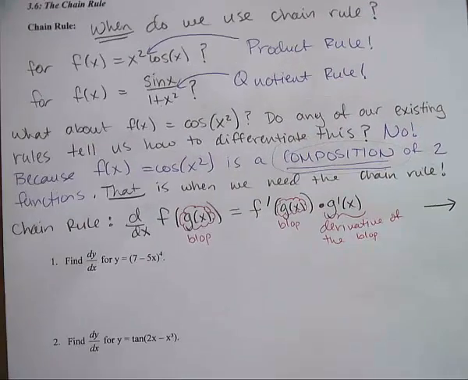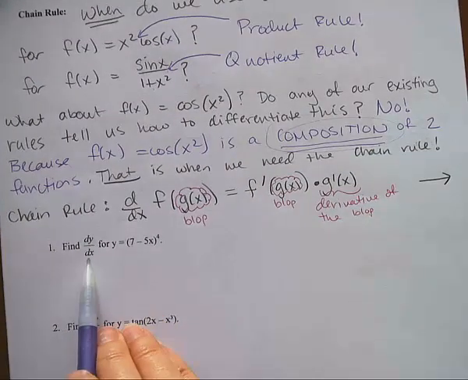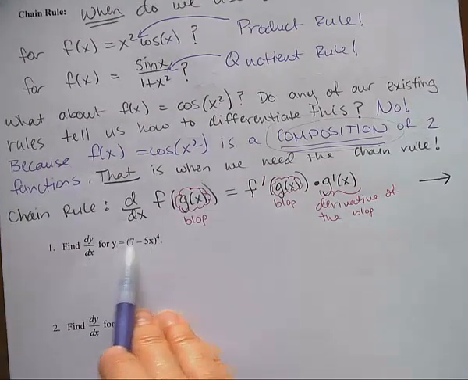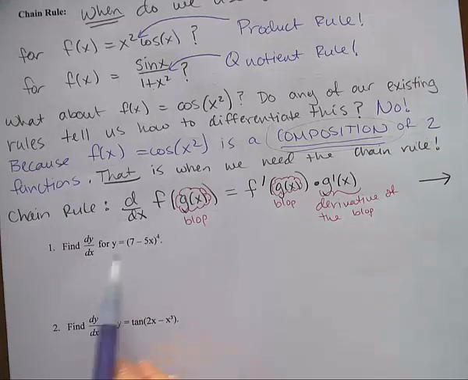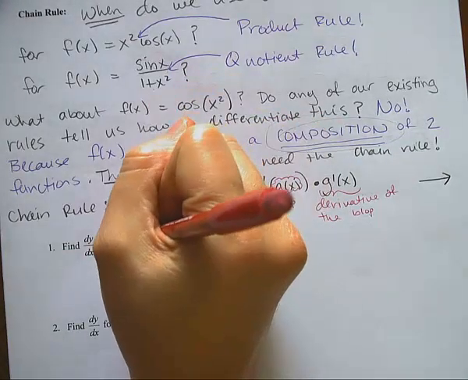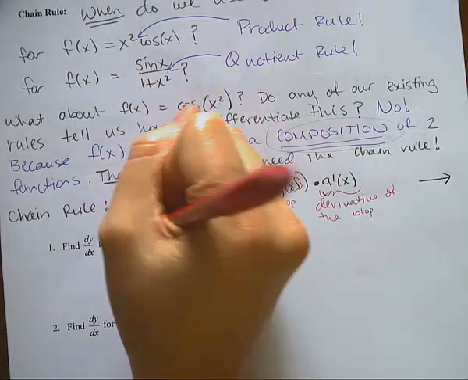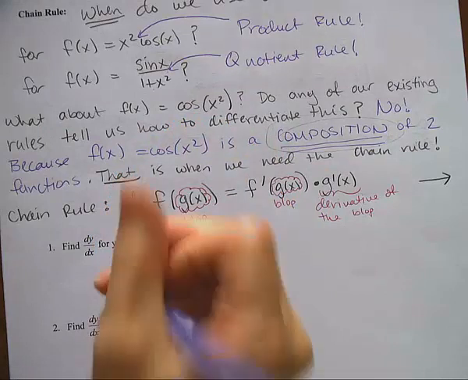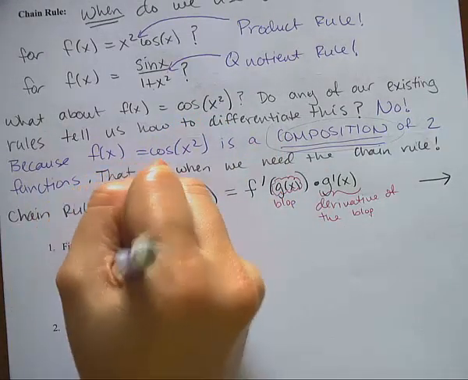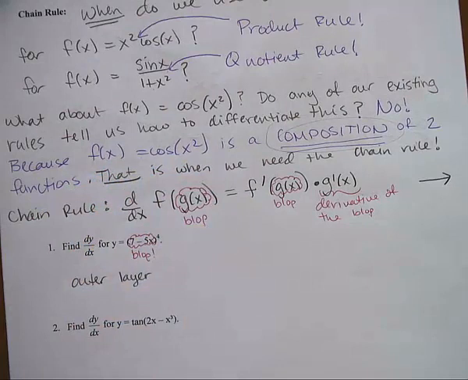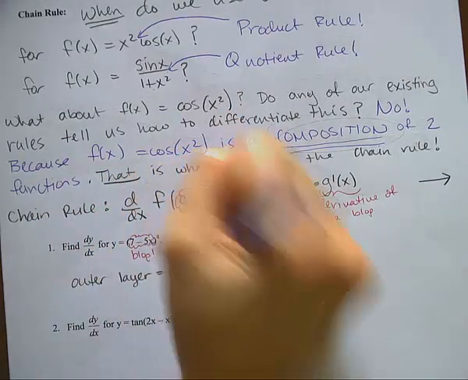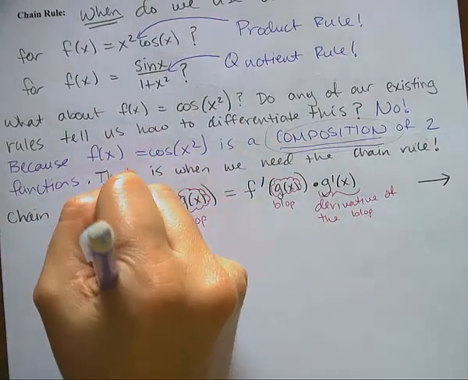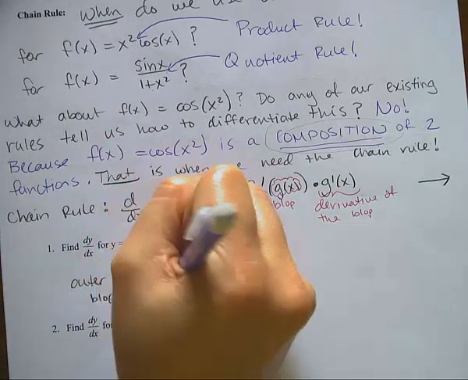So in example 1, we have find dy/dx for y equal to blop to the fourth. When I say blop, I'm referring to the 7 minus 5x to the fourth. So what I'd like you to do is just recognize this as the thing that's being raised to the 4th power, so we call it the blop. And then recognize that your outside function, which we'll call the outer layer of the onion, is blop to the 4th. And then the blop is the 7 minus 5x.